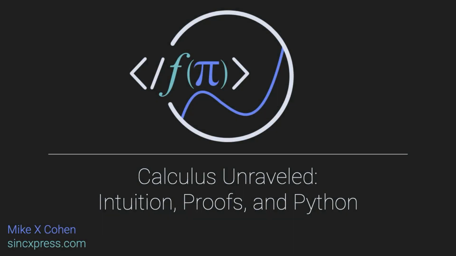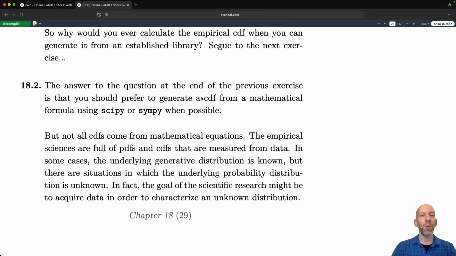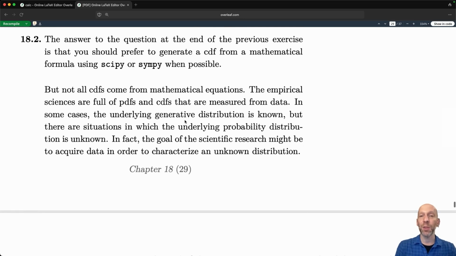I concluded the video of exercise 1 with a question of why you would calculate an empirical CDF when you can just generate it from the scipy.stats library. Well, the answer to that comes from exercise 2. Here, the goal is to generate some data based on random numbers. It's not real data that we are measuring from the world, but just random numbers simulating some kind of data that we might get from the real world, and then calculate a CDF empirically based on those data.